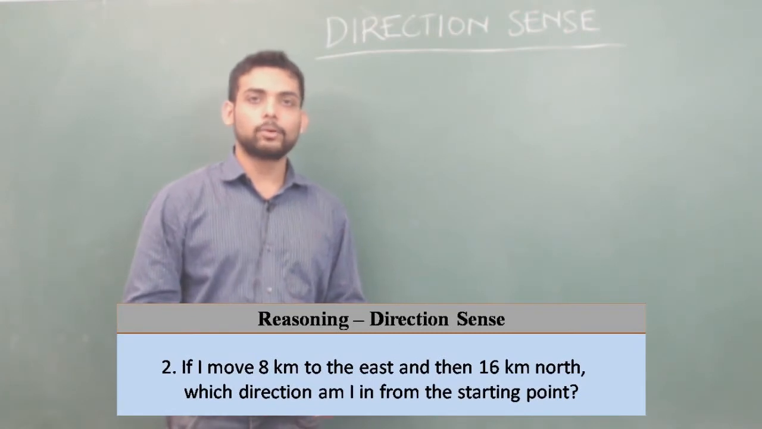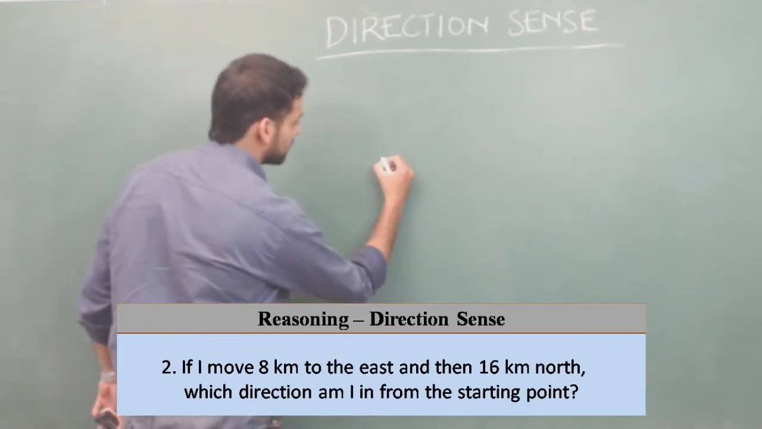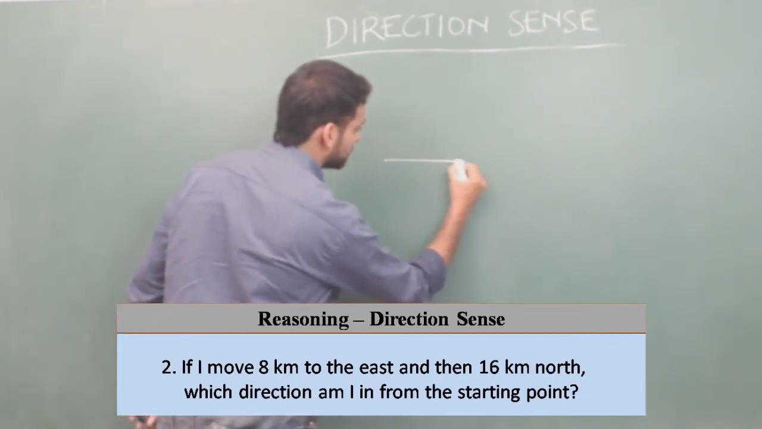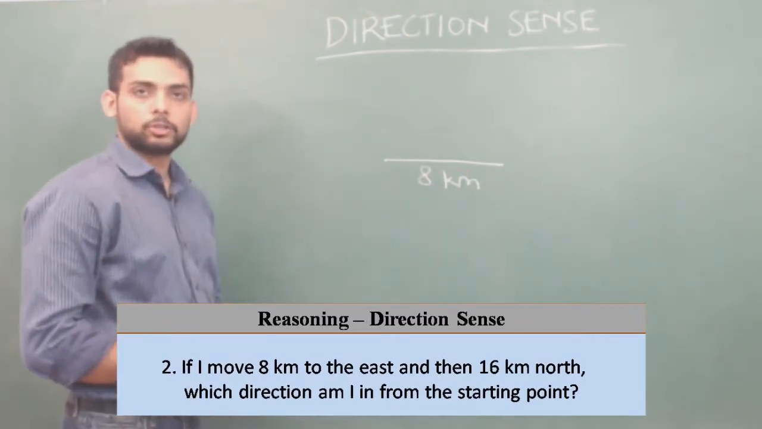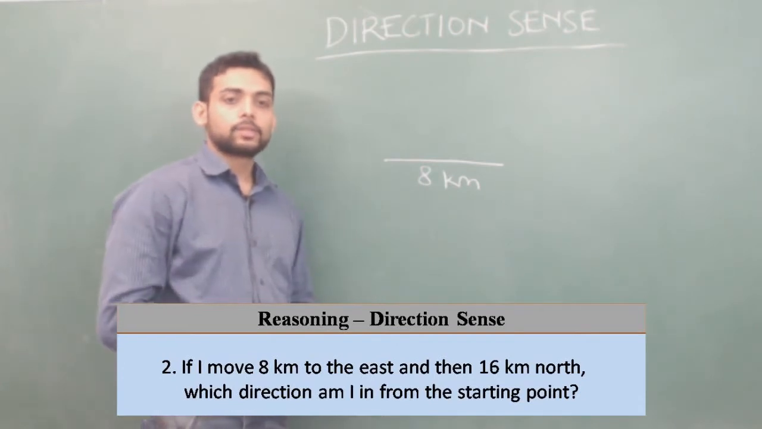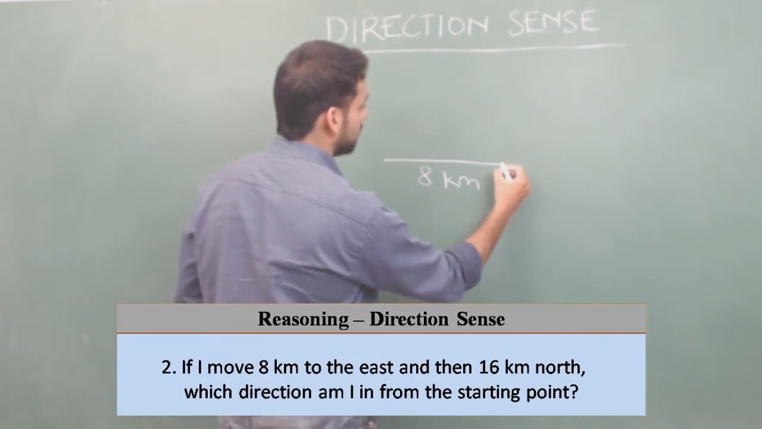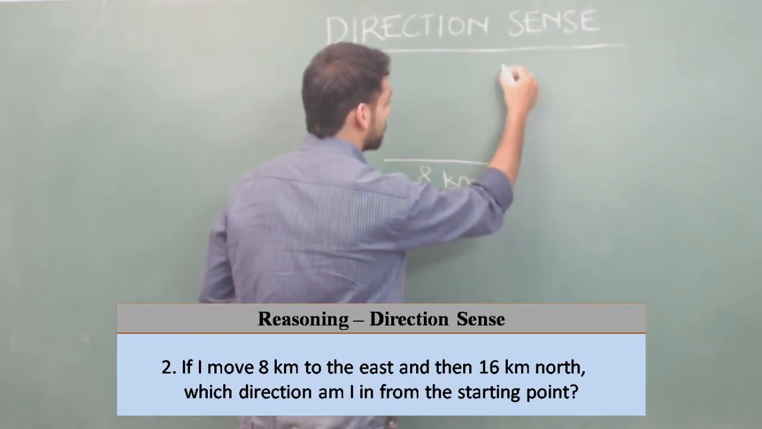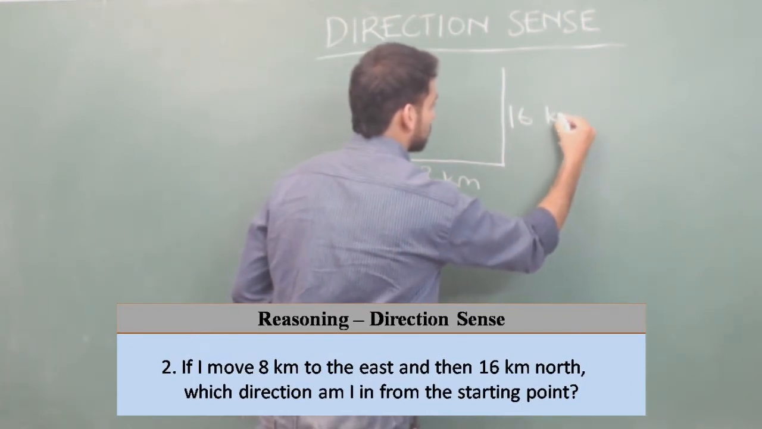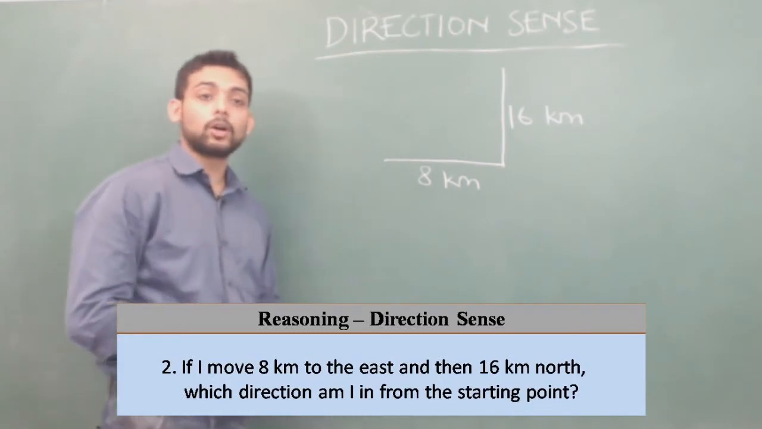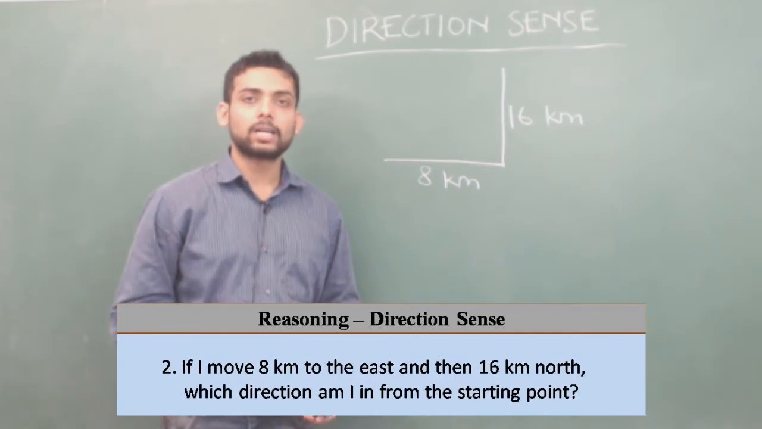Alright, so we have one more question in front of us. It says if I move 8 kilometers to the east, so I'll take a starting point and I move 8 kilometers to the east and then 16 kilometers north. So again a similar question, 8 kilometers to the east and then I move north 16 kilometers. The question is, which direction am I in from the starting point?